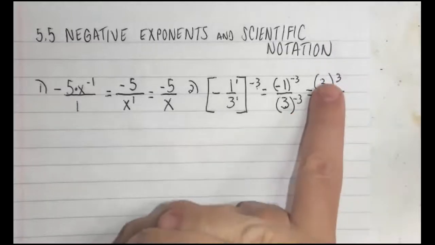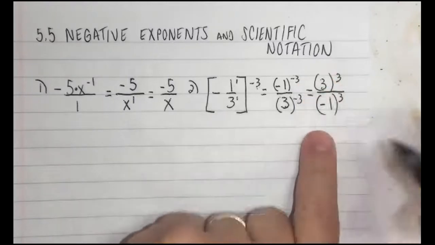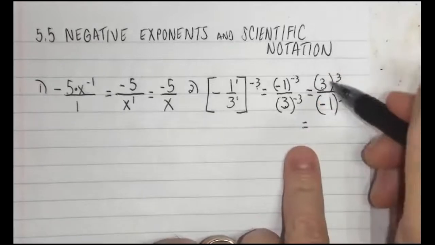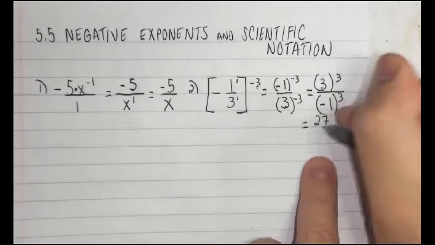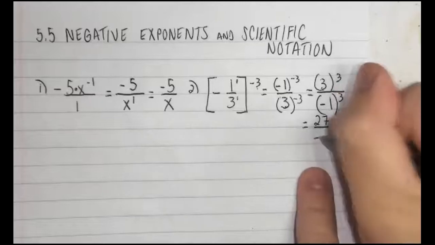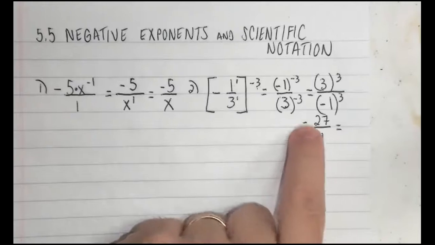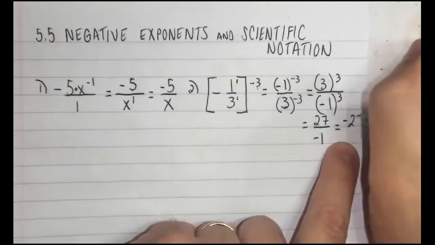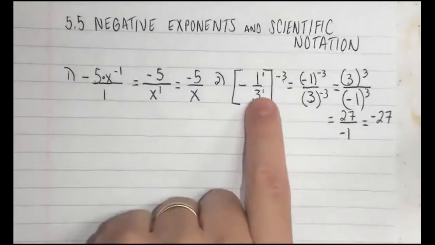Okay, so if we're dealing with variables, I'd be pretty much done. But since I'm dealing with numbers, I've got to know what these values equal. So 3 times 3 times 3, 3 times 3 is 9, 9 times 3 would give me 27. -1 times -1 times -1 actually gives me a -1. And this is just not simplified, because 27 divided by -1 would actually give me -27. So that's how you solve that one.